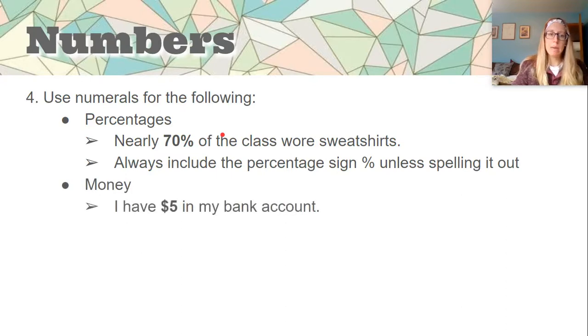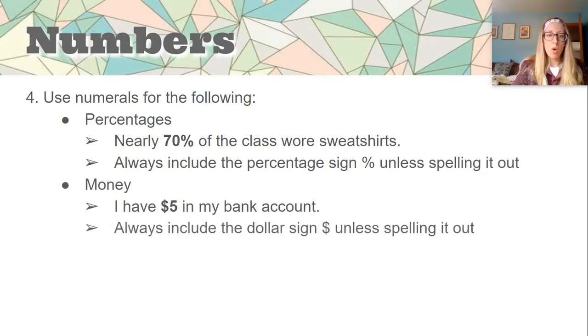Use numerals when you're talking about money. So you can just do dollar bill 5. Always include the dollar sign, again, unless you're spelling it out. But if you spell out dollar, then you should spell out the number as well.